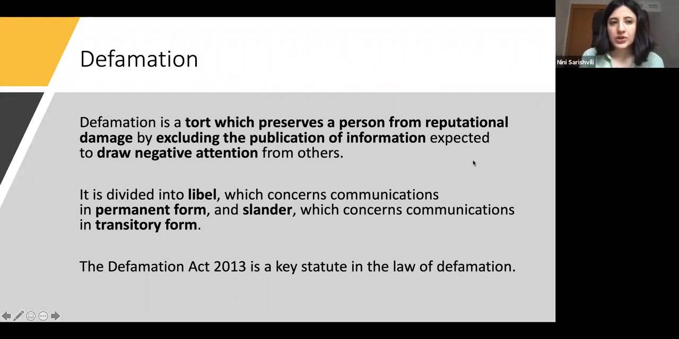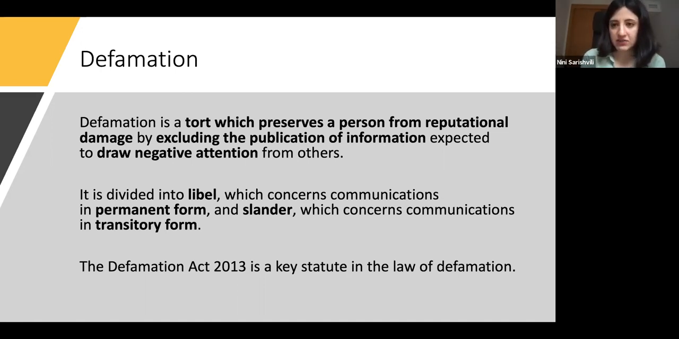Finally, we're going to discuss very briefly what defamation is, and in the upcoming classes, we will go into more in-depth discussion of each of these topics, so make sure that you attend all the classes. Defamation is a tort which protects a person from reputational damage by excluding the publication of information expected to draw negative attention from others. So if somebody publishes negative information about you, it can be defamation.